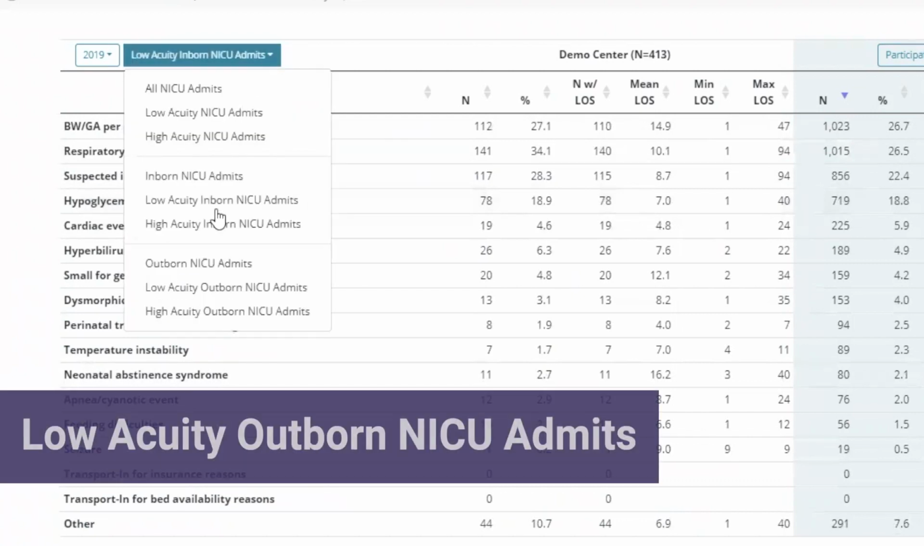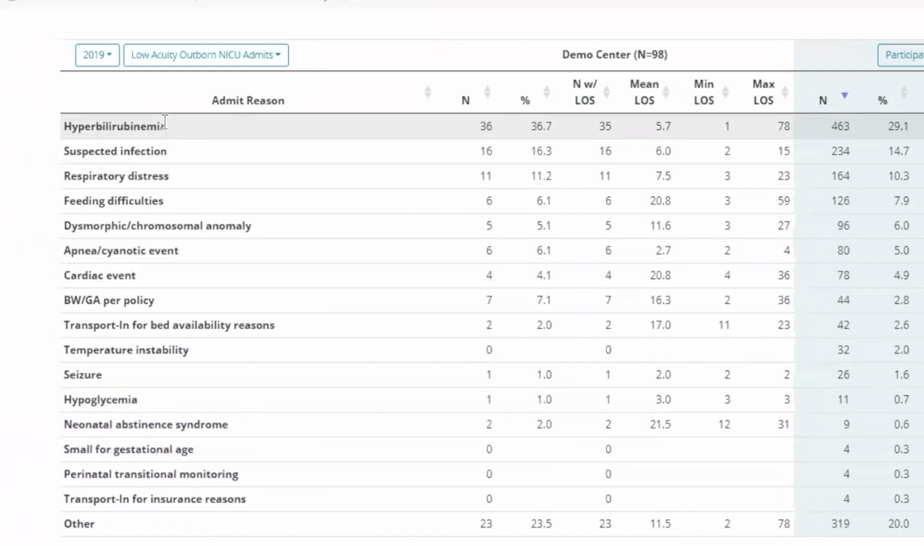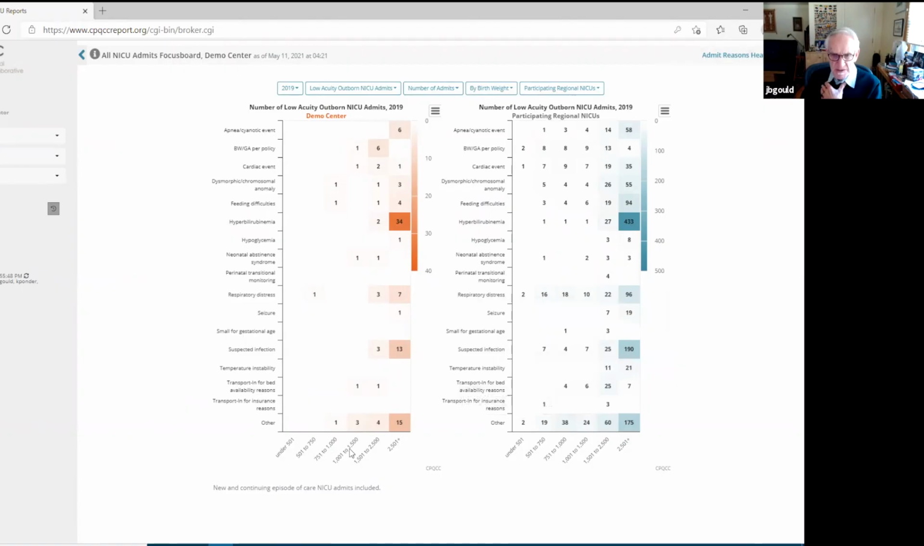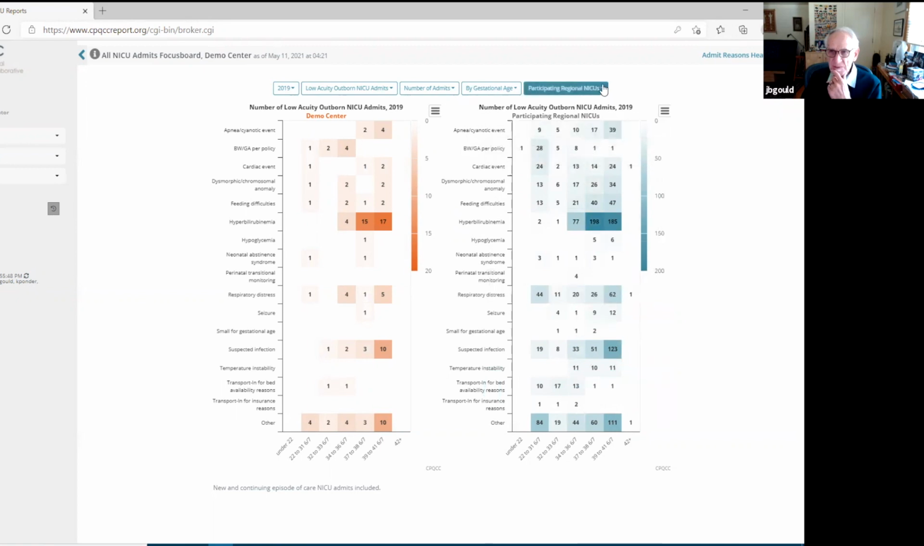And then we could look at, what about our outborn low acuities? And now hyperbilirubinemia comes in as number one. Again, we have suspected infection and respiratory distress. So going back to the heat maps, here you have by birth weight. We could do it by gestational age if we wanted to. And here we're comparing them to all of our regional NICUs, but we could also compare them to the whole system as well to get a sense of what is the distribution in the whole system versus us.